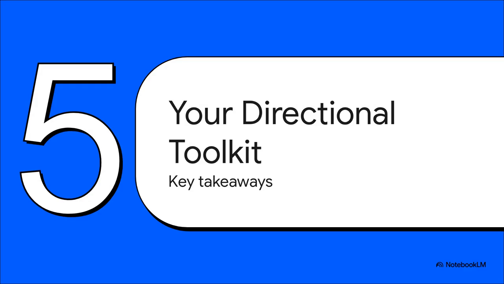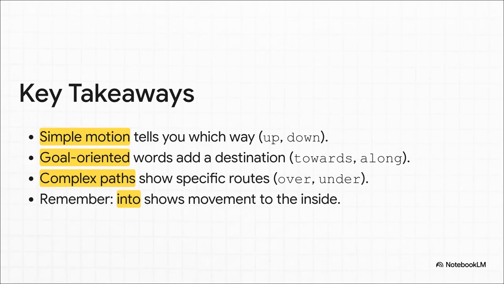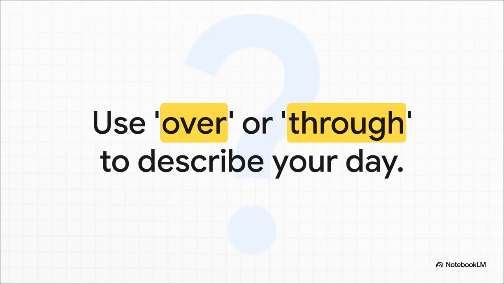So let's just quickly wrap everything up into a simple little toolkit that you can take with you. Just remember these 3 categories. You've got your simple motion words, your goal-oriented words for destinations, and the words for more complex paths. And of course, the golden rule, into is all about the action of entering. That's your entire toolkit right there. And just like that, you're ready to talk about direction with way more confidence.